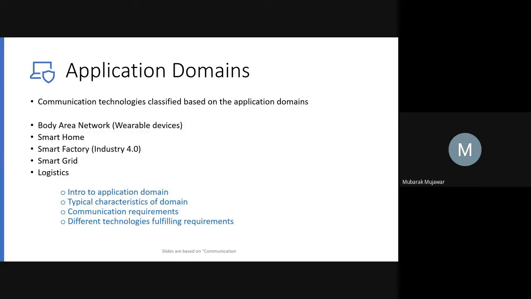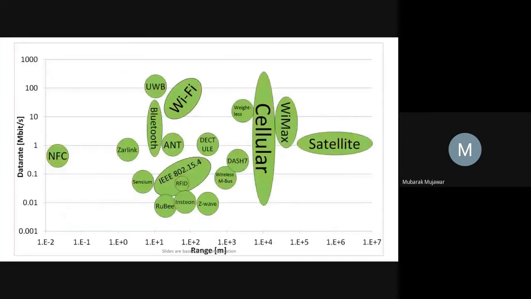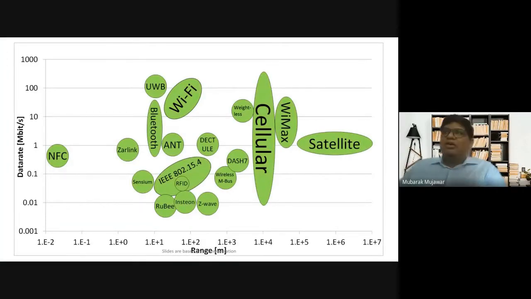Okay. But before that, I want to show you a very nice chart, which is very dear to me. If you could see it clearly on your screen, that would be great. Just to mention, we have range in meters on the x-axis, and on the y-axis we have data rate in megabit per second. What it is showing is different types of communication technologies present in recent times. For example, we have Wi-Fi. Wi-Fi's range is about 10 to 100 meters, and its data rate is about 100 megabit per second.